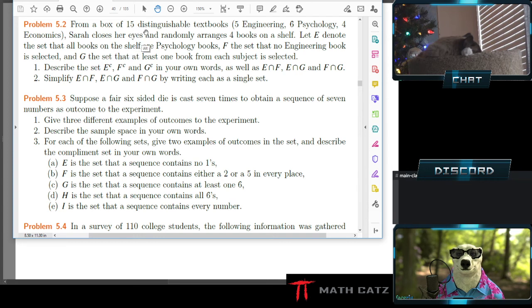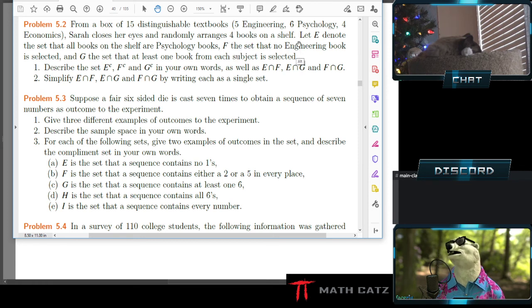From a box of 15 distinguishable textbooks. They're all different, they have different titles. I can tell them apart. There are 5 engineering books, 6 psychology books, 4 economics books. Sarah closes her eyes and randomly arranges 4 books on a shelf. Let E denote the set that all books on the shelf are psychology books. F, the set that no engineering book is selected. G, the set that at least one book from each subject is selected. So this is why, when it comes to something more practical, I like to think of sets as restrictions or requirements. Being Sarah, I can select any 4 books and arrange them on the shelf any way I want.